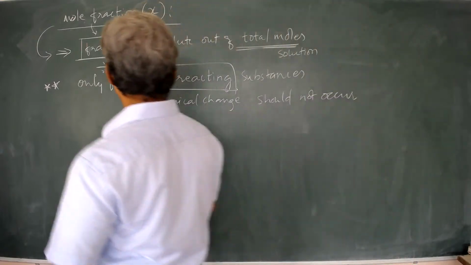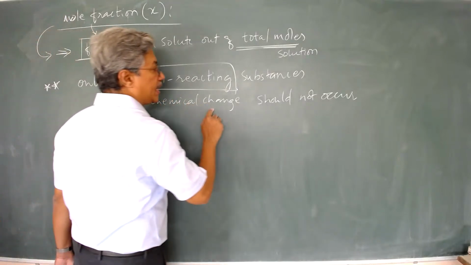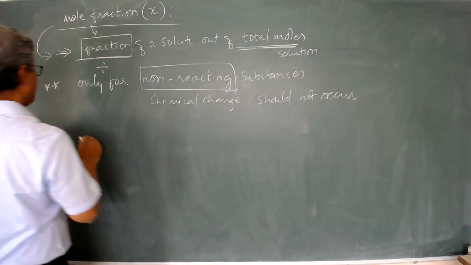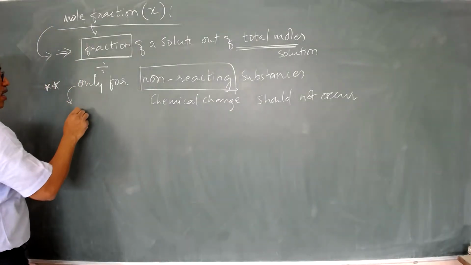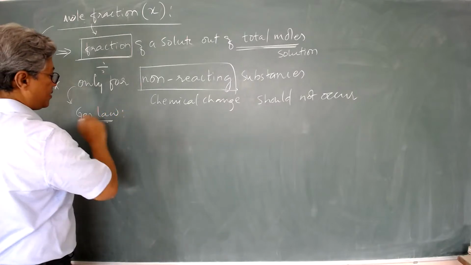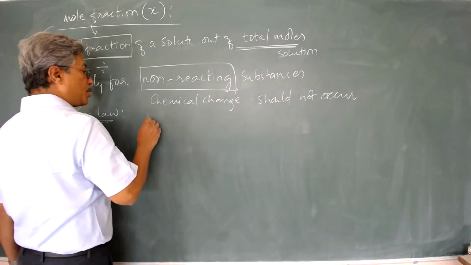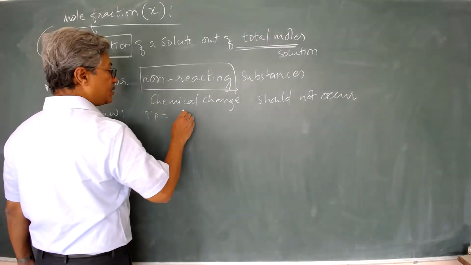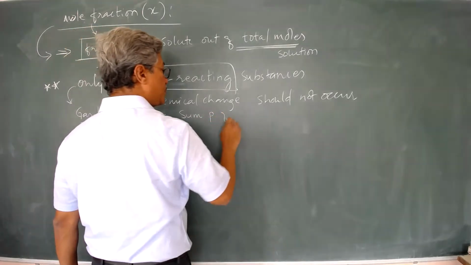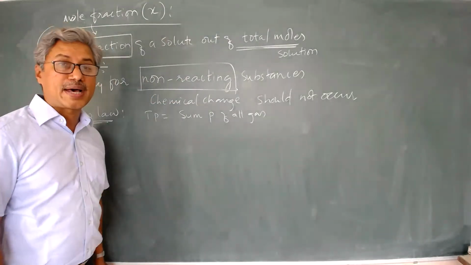When two or more substances are mixed, then chemical change should not occur. That means they should not react. Well, it reminds me of one of the gas laws. Can you guess it? Gas law. Total pressure is the sum of the pressures of all gases. What is that? Dalton's law of partial pressure.